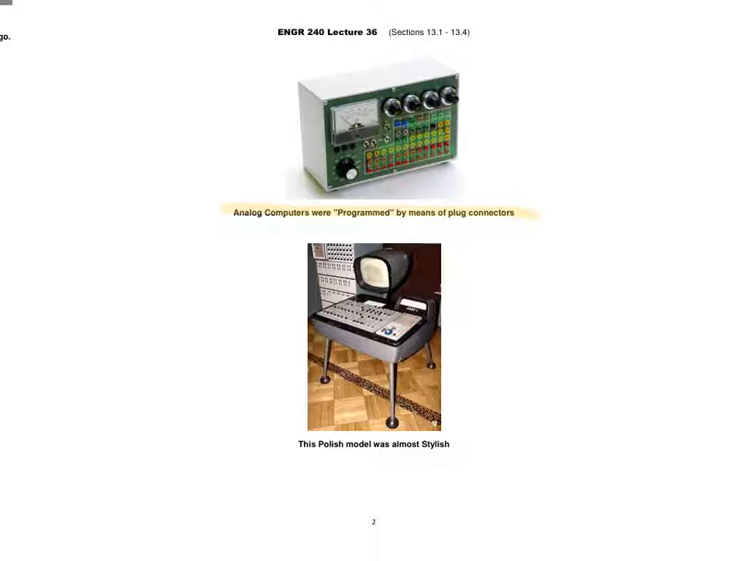Meanwhile, other versions of the analog computer, such as this Polish model, had a screen which allowed it to draw graphs of the problem as it was being modeled or simulated.